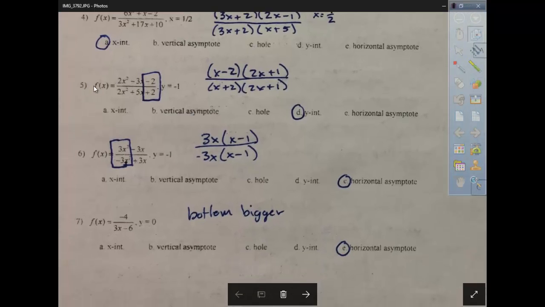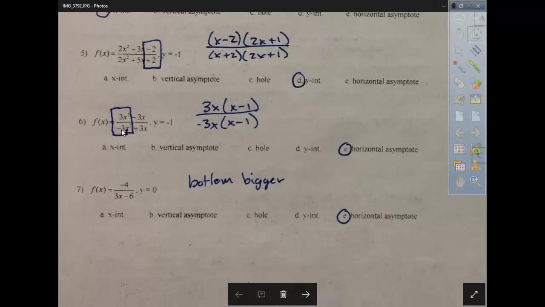Okay, question number 5. It says what's going on at -1. Now I went ahead and factored it, but then I didn't really see anything. And so then I went back and looked at standard form for the numerator and the denominator, and I see that if I take the y-intercept at the top and the y-intercept at the bottom, that would give me -1, so then we have a y-intercept.